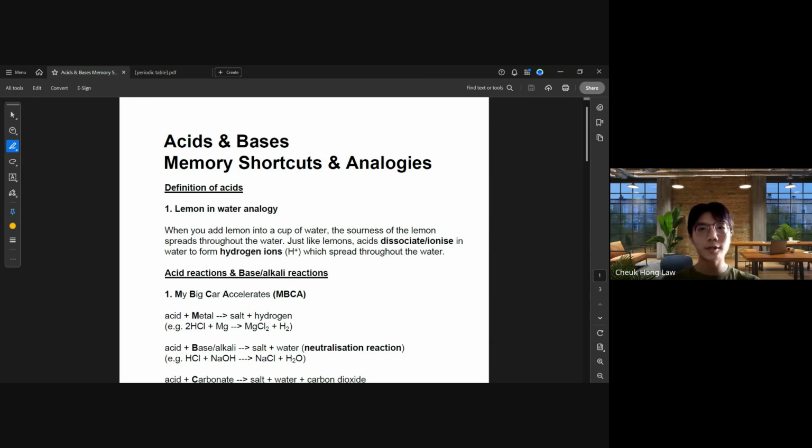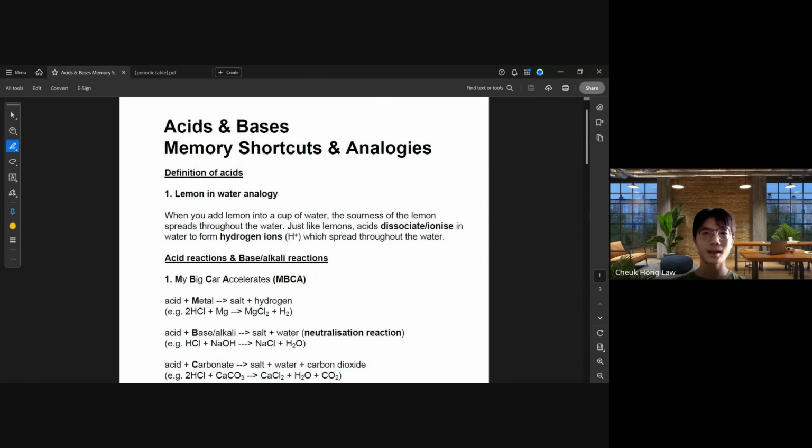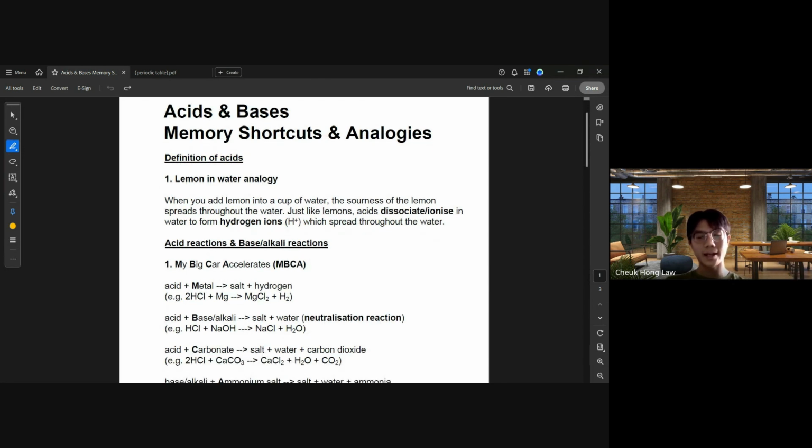All right, so I'll be going through the memory shortcuts and analogies for acids and bases. So, definition of acids. Think of it as like adding lemon into a cup of water, right? Let's say I have a cup of water here, and then I have a lemon. I add the lemon inside, okay? What happens to the water? The water will turn sour, correct? Because the sourness of the lemon spreads throughout the water.